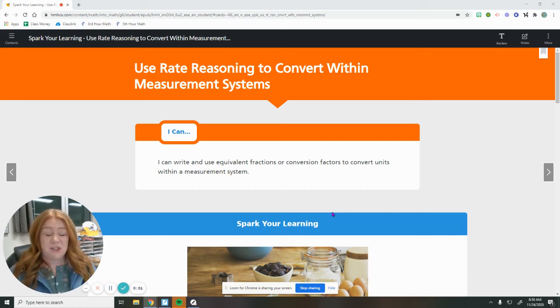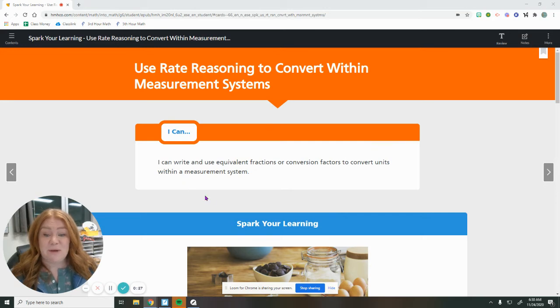Starting into Module 6. You may have noticed we did skip 6.1, so we are starting into 6.2. For this week, we are going to be working on using those same ratios and rates that we have been practicing from Module 5, but now we're going to be using them with measurements to convert different measurements.